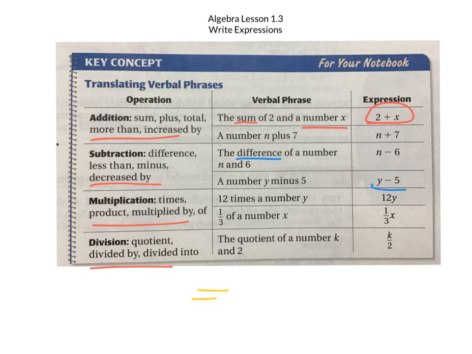All right? 12 times a number y. Multiplication, you put the number first and then the variable. 1/3 of a number x. Again, they put the number first and then the variable, right next to each other, and it means multiplication. And the last one is division, the quotient of a number k and 2. So k divided by 2. This is when order is important. K goes on top, 2 on the bottom.